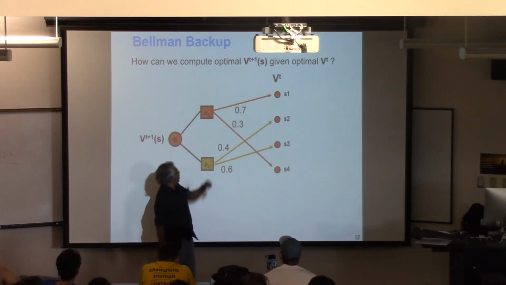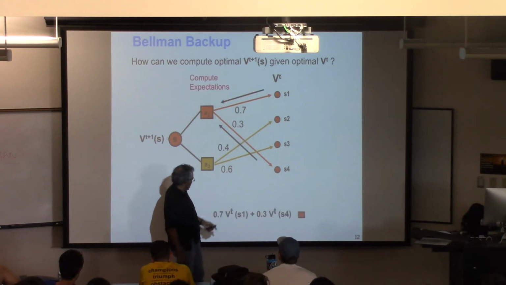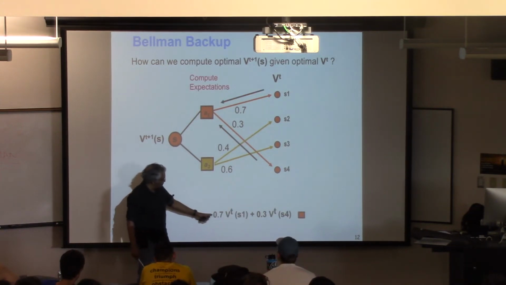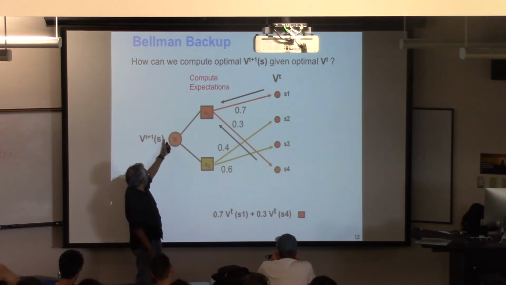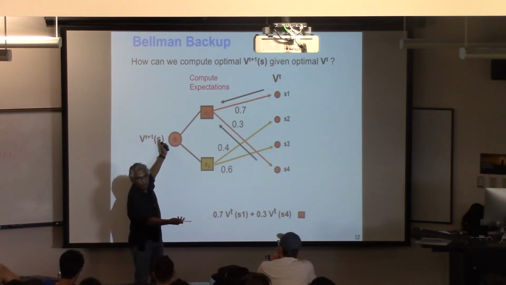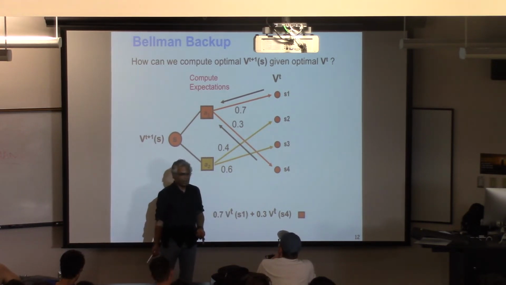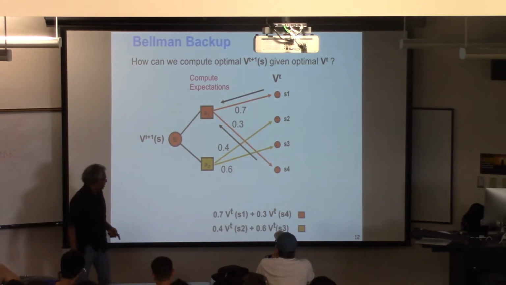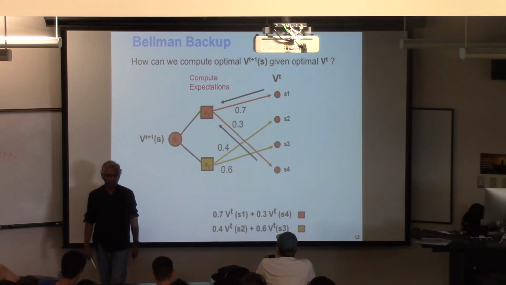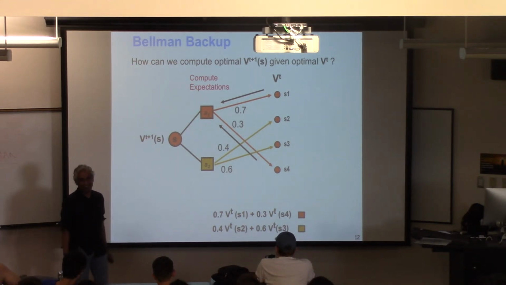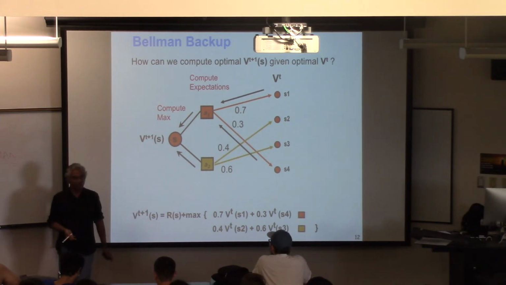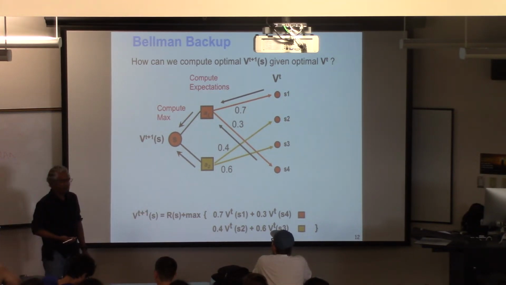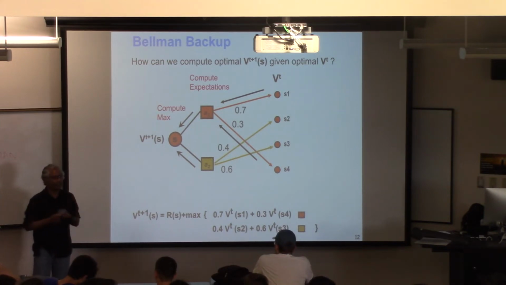Okay? So I can see what the red one will get me. The red one will get me for state S 0.7 times VTS1 plus 0.3 times VTS4. I'm computing the VT plus 1, horizon T plus 1, in terms of horizon T. The red one will get me this. The yellow one will get me this. There are two different actions. Which one will I pick? I'll take the one which is maximum. Right? So I take the maximum of that, and then I throw in my own immediate reward for being in this state. And that would be Vt plus 1 of s. That's it.